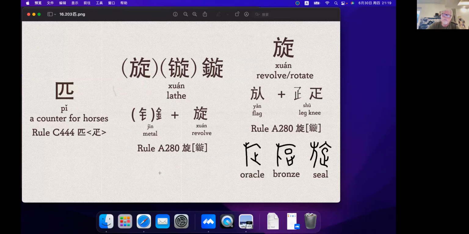And Shu is the character for a leg. So this probably means to dance around the flag. Many ancient cultures had dances around a center point, usually a flag. So this would probably be a dance around the flag, and it meant to revolve.